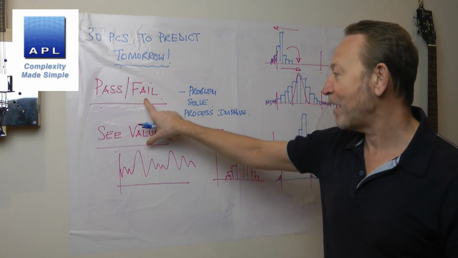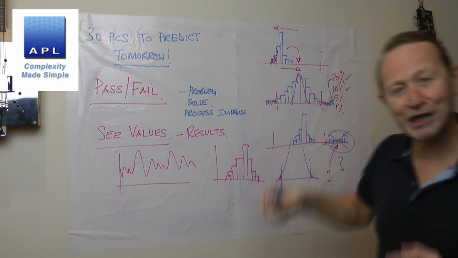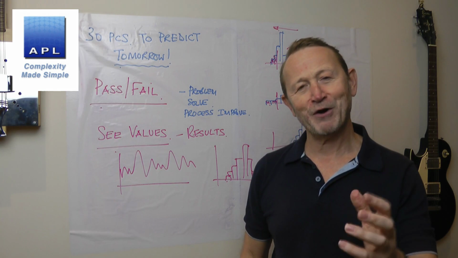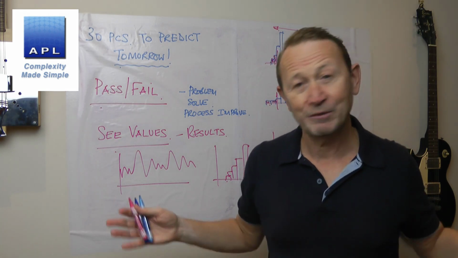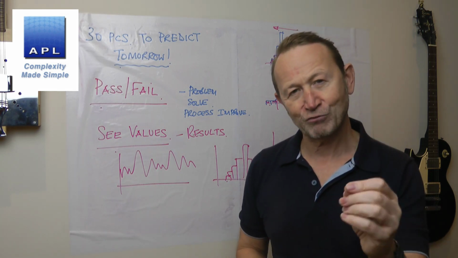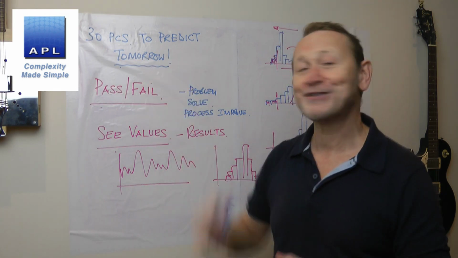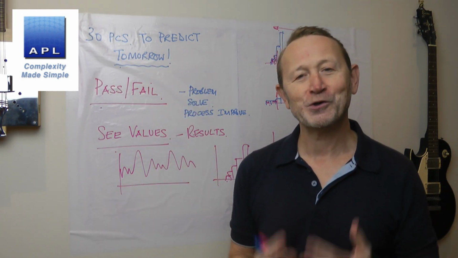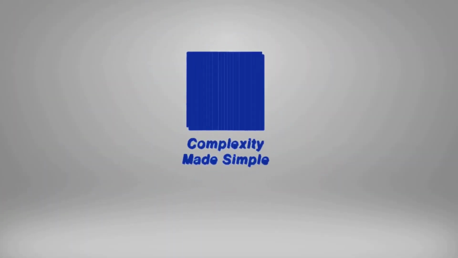If you just go pass fail, you ignored all of this great information, you'll have to soak these modules until you finally don't make them anymore, because you don't understand the physics of what's wrong. Get the real values, understand the physics, predict tomorrow, and of course, make more money.